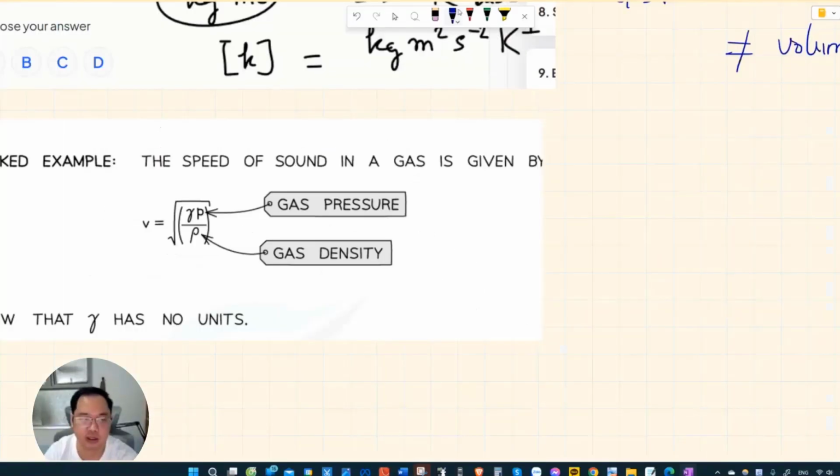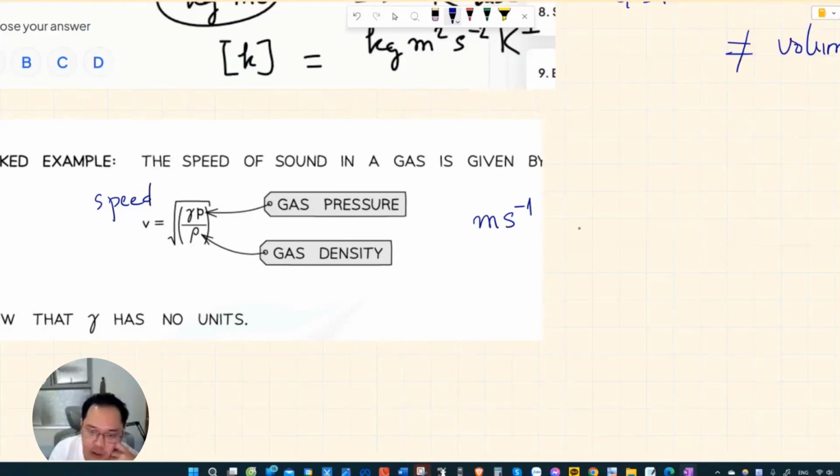Okay, v is the speed. So the unit of v is meter per second, equal to, we write the square root as the power 1/2. Okay, this is the unit of gamma. We use this square bracket to indicate the unit or dimension of gamma. Then the pressure is Newton over meter squared, and later we will convert the Newton to base units. Then the density. Density is kilogram per meter cubed.